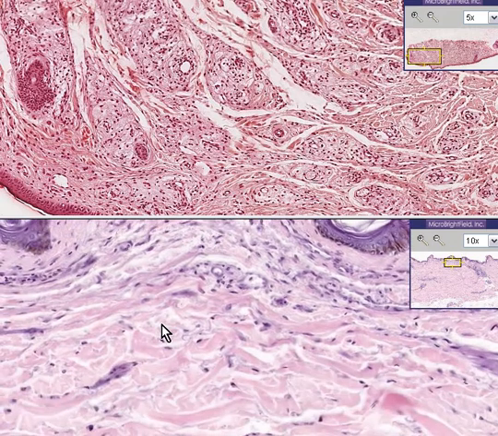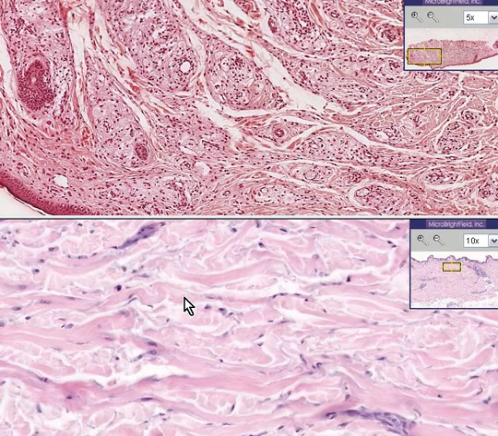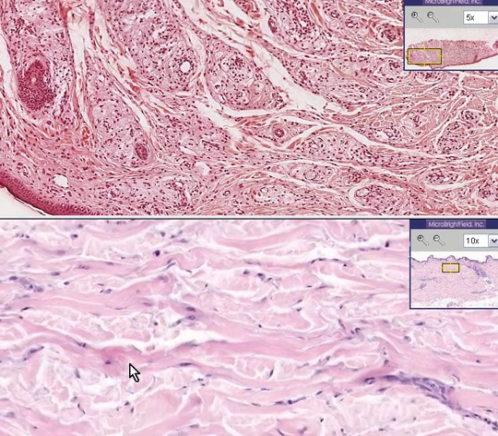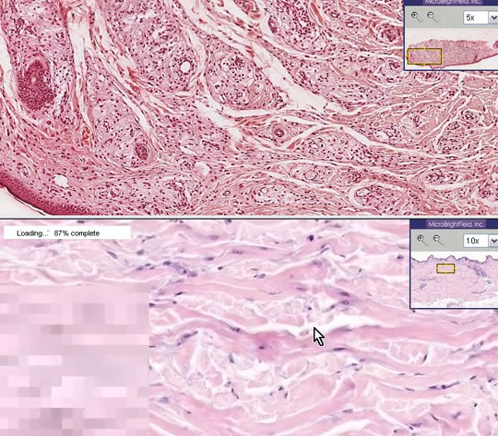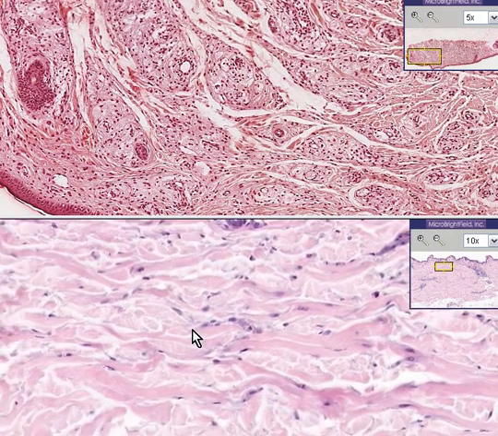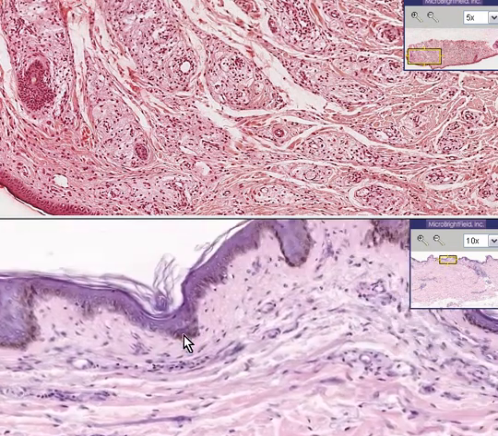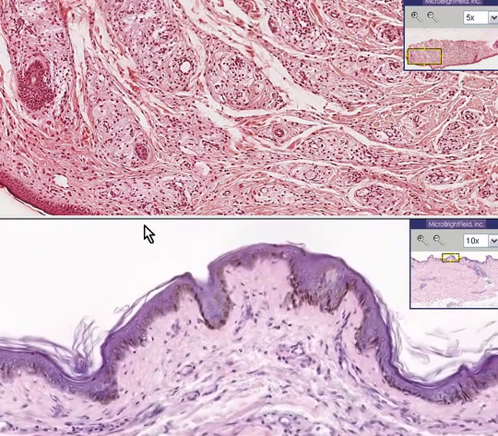And then you could see a fairly uniform, well-organized reticular dermis consisting of broad bands of collagenous fibers, fibroblasts, and probably occasional small blood vessels. This is normal skin.